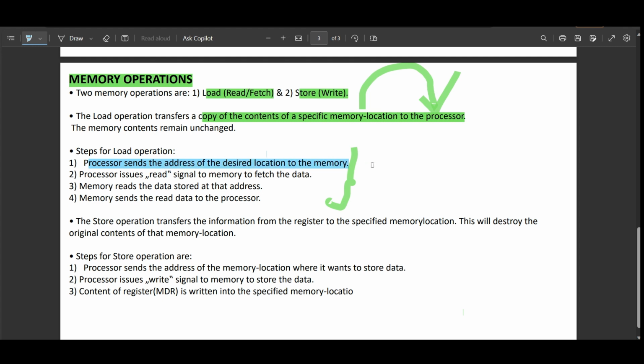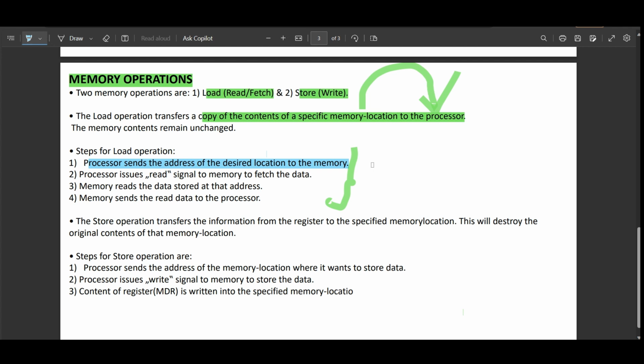So whenever you want to send a courier or a letter to anyone, you write the address on the letter and send it to the person, right? Or even an email, you send it to the email address of the specified person. Similarly, the processor sends the address of the desired location to the memory.